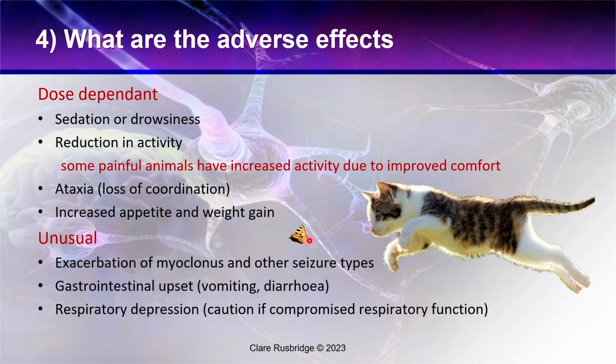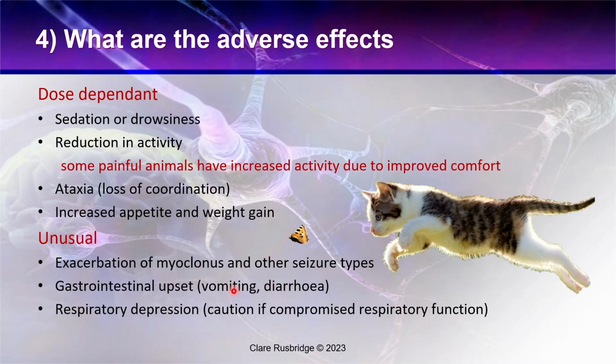And it can also, at least in humans, make some seizure types, such as absence seizures, worse. It's not really something that we see very often in veterinary medicine. I can think of one case where an animal developed myoclonus after being prescribed gabapentin. So it's just something to be aware of. Very rarely you'll see gastrointestinal upset. That may help by having the tablet with the meal.